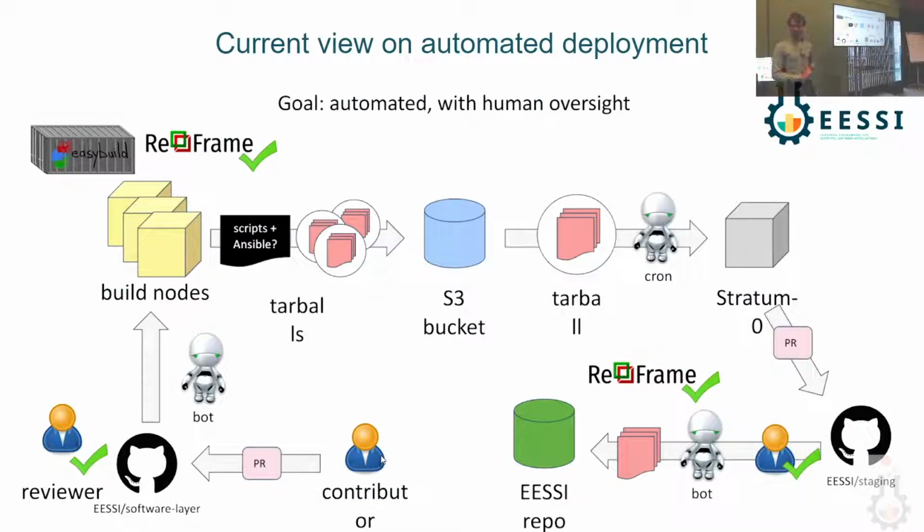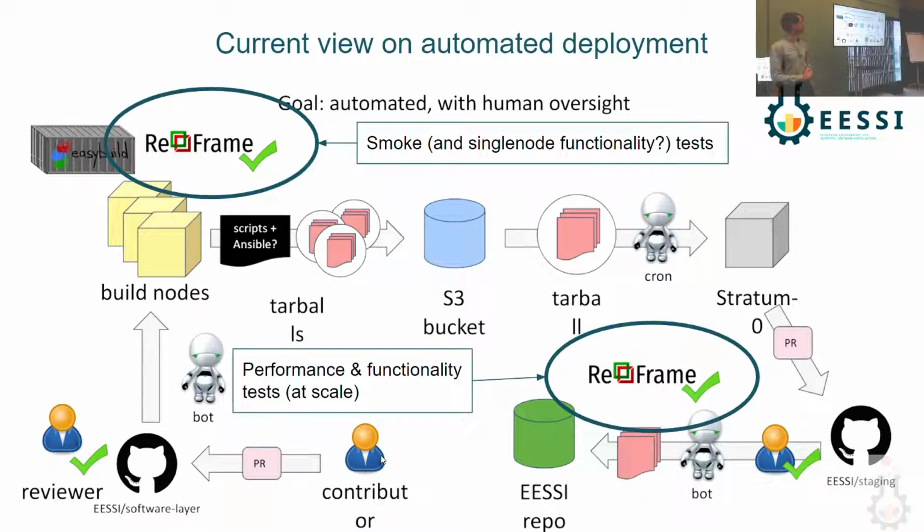So you've seen this slide yesterday already in the talk about the bot. And you might have noticed there's two places where we have the ReFrame testing. So part of that is the build nodes, right? So those are more the lightweight, single node tests. And then at the bottom right, those would be the tests where you really test functionality and performance at scale.